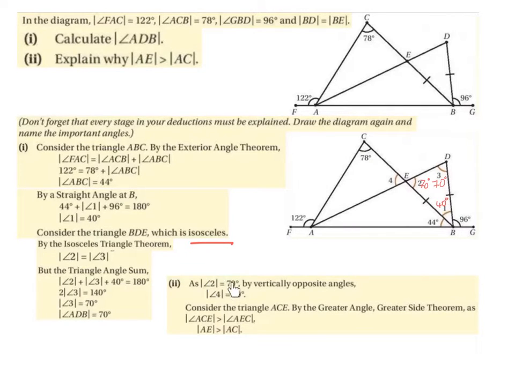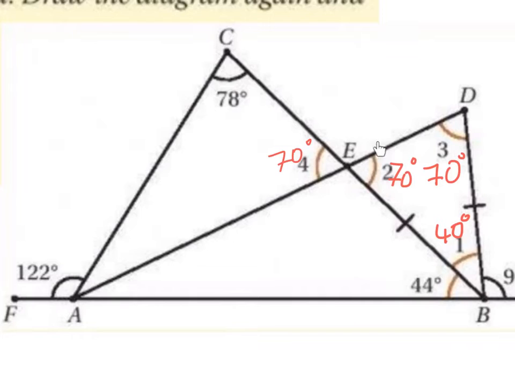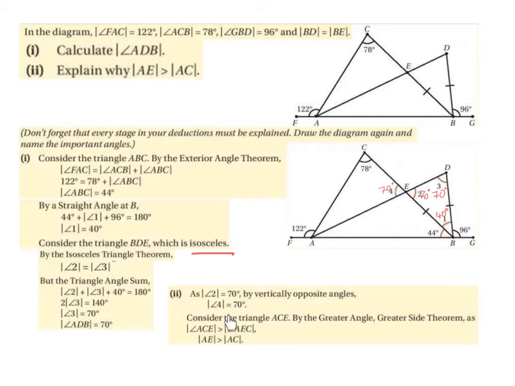Since angle 2 is 70 degrees, which we worked out because it's an isosceles triangle, by vertically opposite angles, angle 4 is also 70 degrees. Angle 4 is opposite angle 2, so if angle 2 is 70 degrees, then angle 4 is also 70 degrees, because vertically opposite angles are equal. Now consider the triangle ACE, so this triangle here.